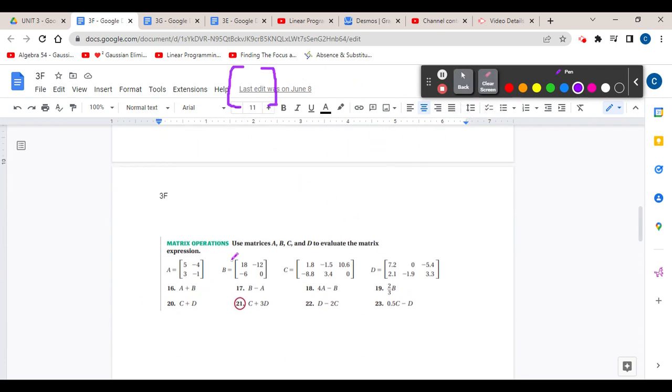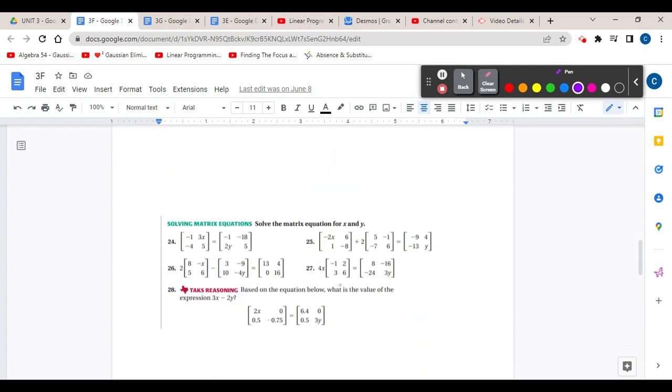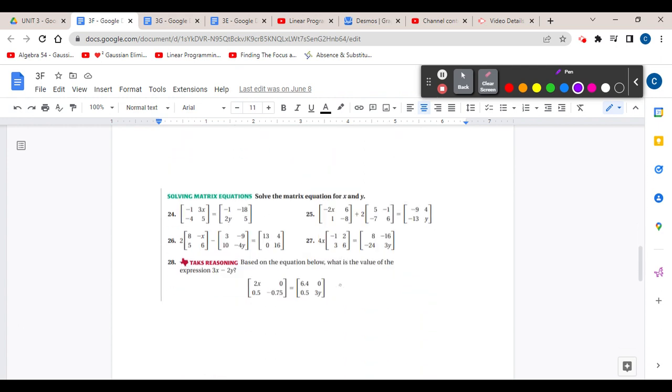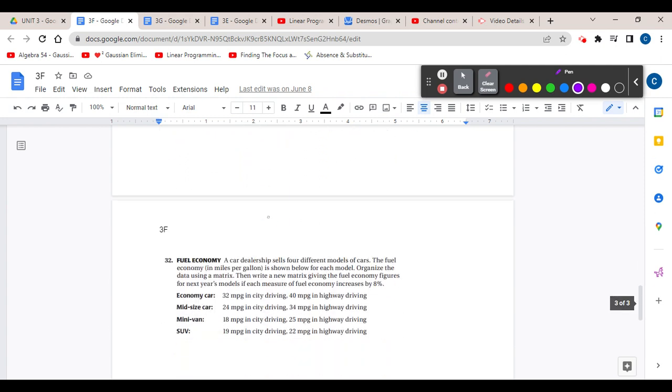And down here we have these 4 matrices, A, B, C, and D. They're going to ask you to solve these problems like so. The rest of these are pretty simple, so you can go ahead and get going on these. If you have any questions about how to do some of these bottom ones, let me know. But this is pretty elementary, and nothing earth-shattering here.